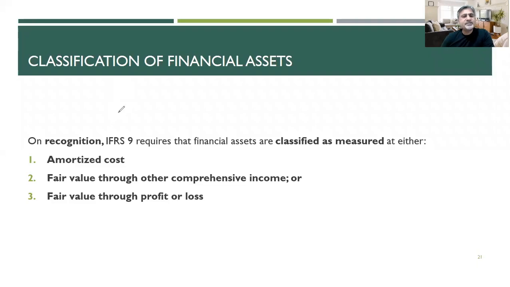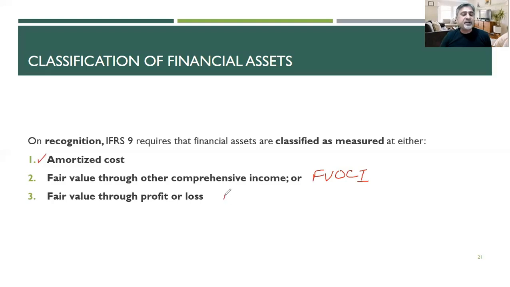Okay, so we stopped in the previous session at the classification of financial assets. We said that there are three types of financial assets. Under IAS 39, there were four. Under IFRS 9, the new standard, you've got three types of financial assets. You call them amortized cost, fair value through OCI, which we call FVOCI, fair value through other comprehensive income.